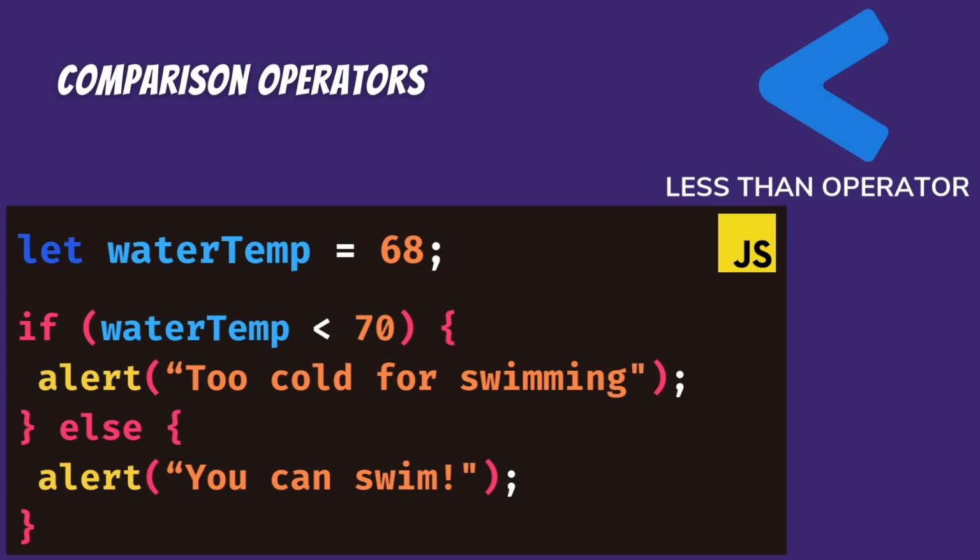Next, we have the less than operator. To show you how it works, imagine swimming in the sea. You prefer swimming if the water is above 70 degrees. If the temperature is 68 degrees, it's too cold for you.